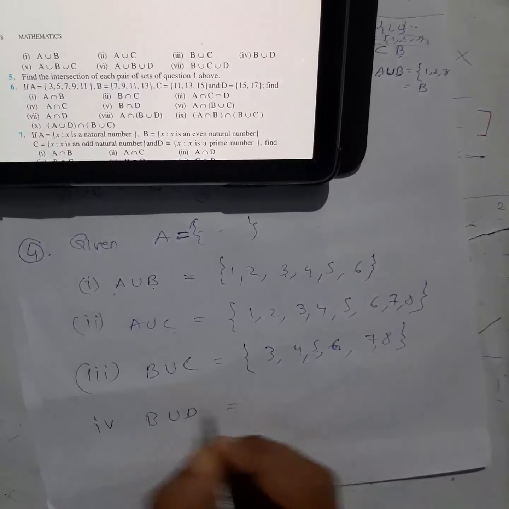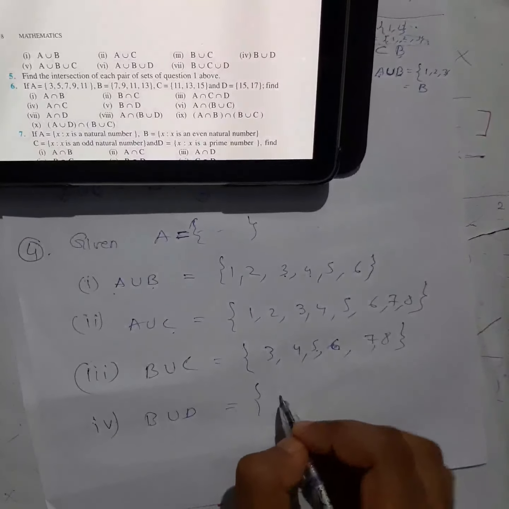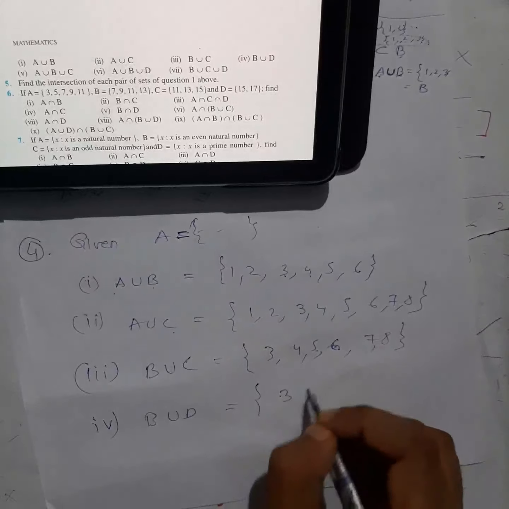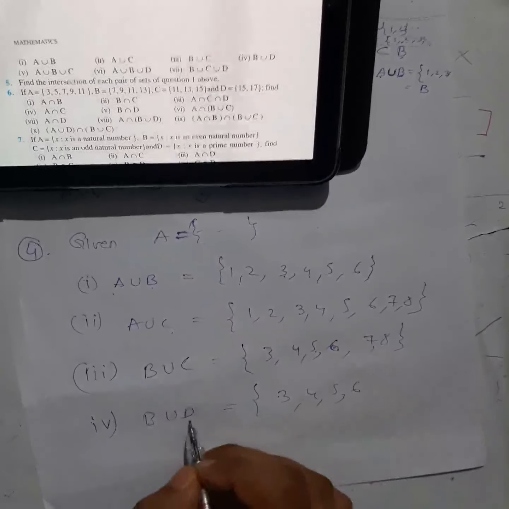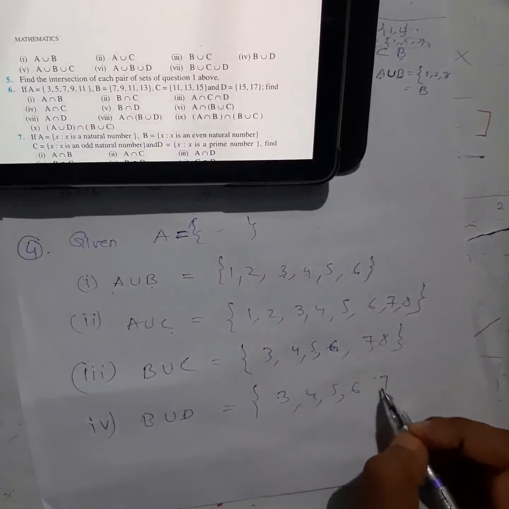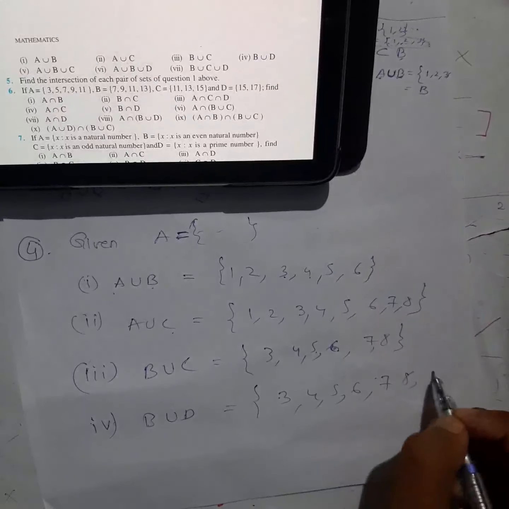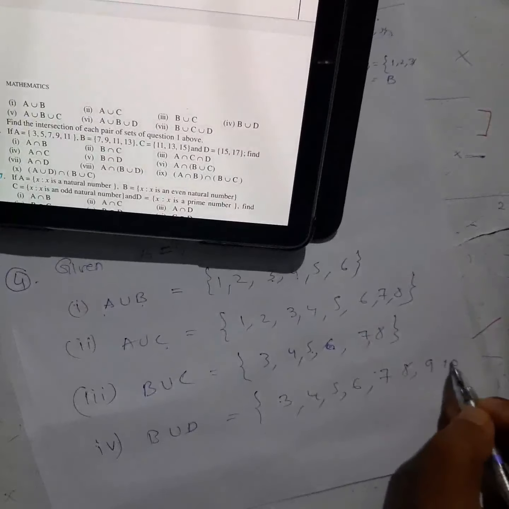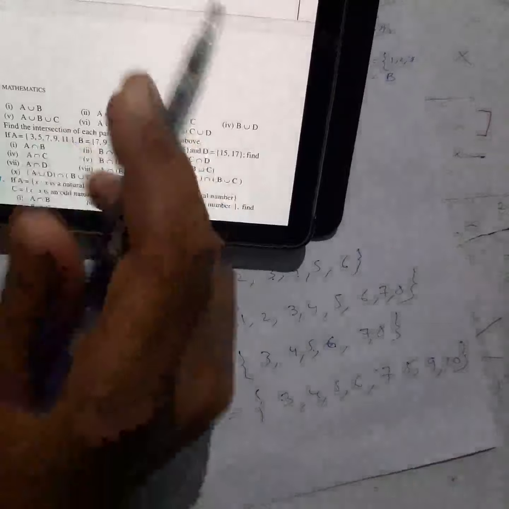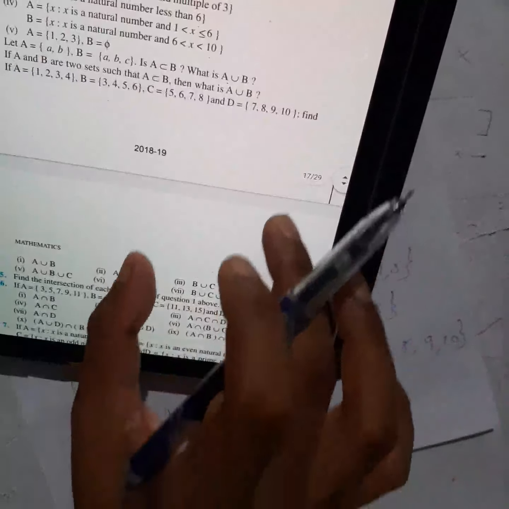B union D. So all elements of B I will write first: 3, 4, 5, 6. Then D elements are 7, 8. So I'm not repeating, right? 7, 8, 9, 10. You can open your textbook and can see, okay? I hope you can understand what I'm writing here.